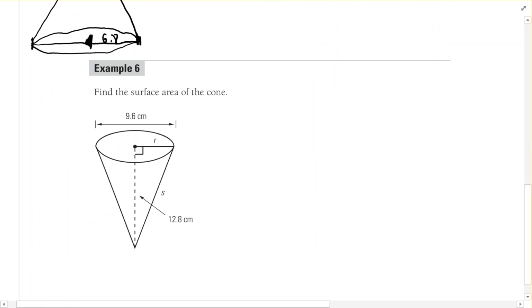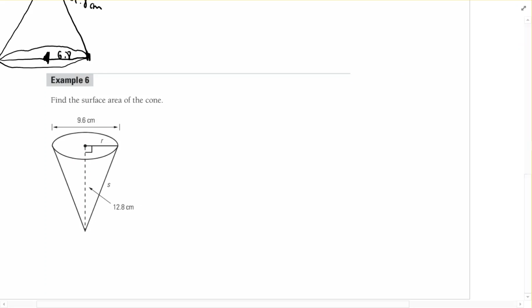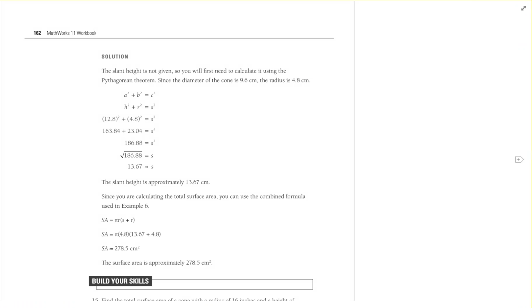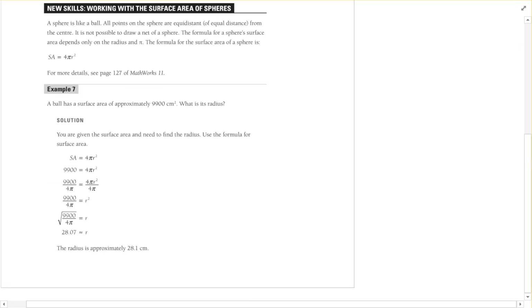All right, moving on. We are actually going to skip a few in example 6 here. I'll let you guys skip 16 and 17, and we'll just move on to spheres.